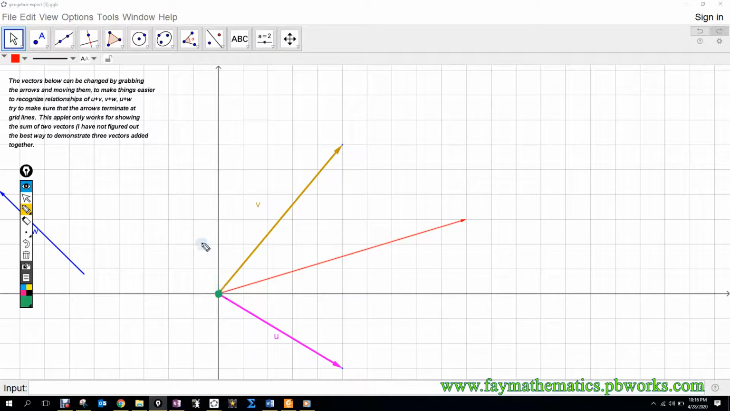What I'm going to ask is I want to have person number 1 standing right here, and I want them to push this person in that direction. I want them to push in the direction of V, and let's see if we can get a length on here.